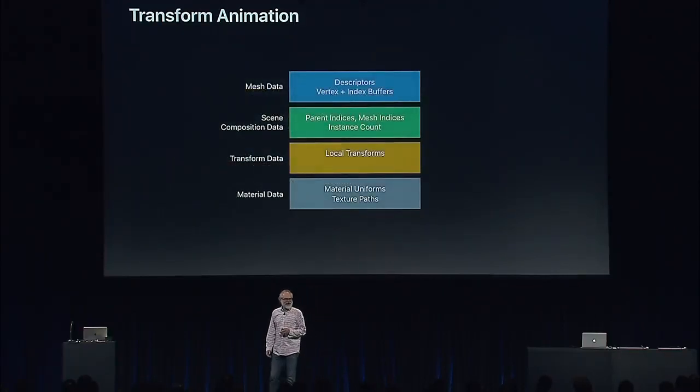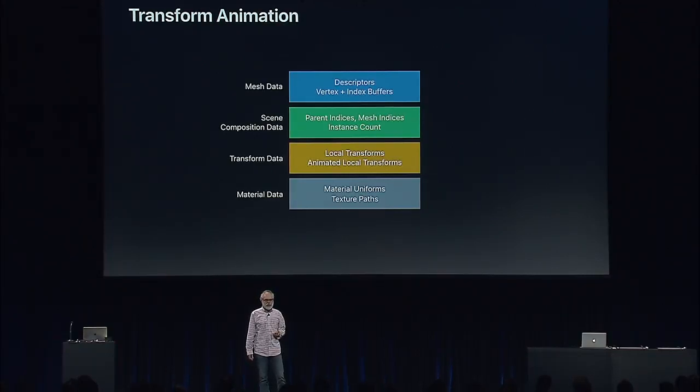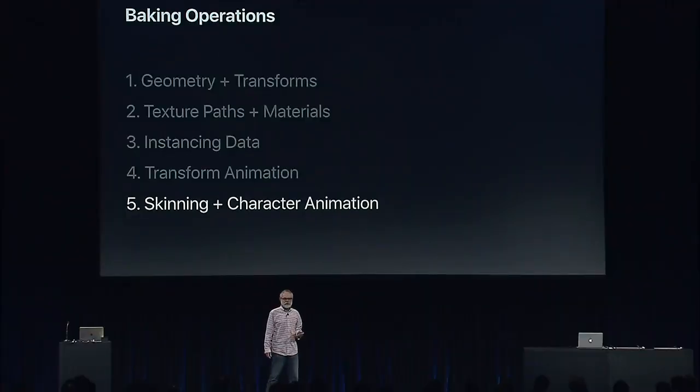So here's the data that we've output already. And it's straightforward to just encode the animated local transforms. So finally, skinning and character animation.